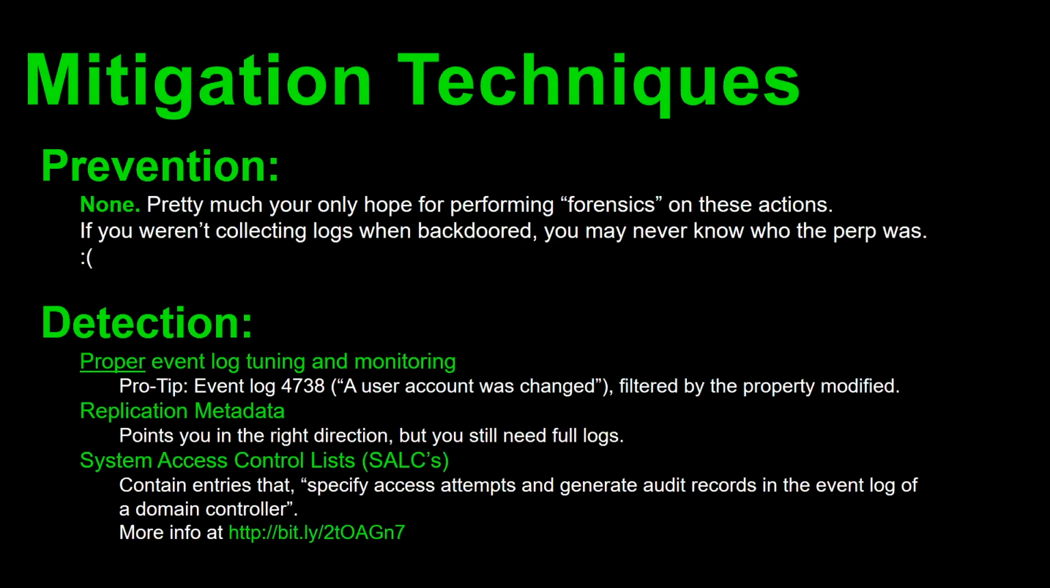Also, your system access control lists. These are container entries that specify access attempts and generate audit records in the event of a domain controller. That's the one that you really want to pay attention to. For more information, I've created a bit.ly link, so feel free to take a look at this and dive deeper into the shadow admin type of risk we're talking about.